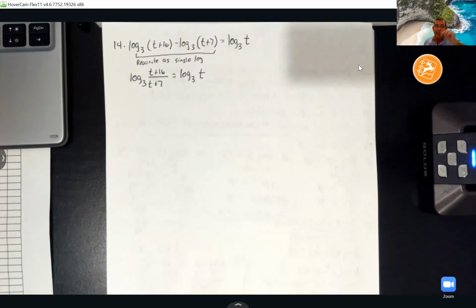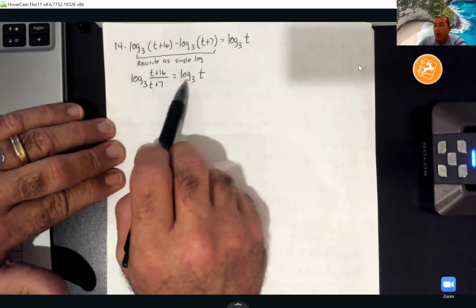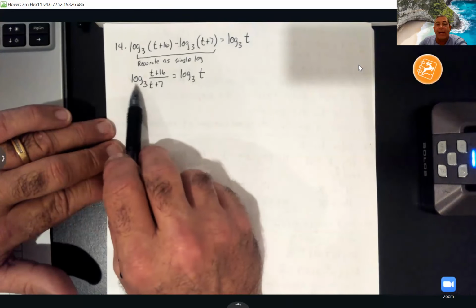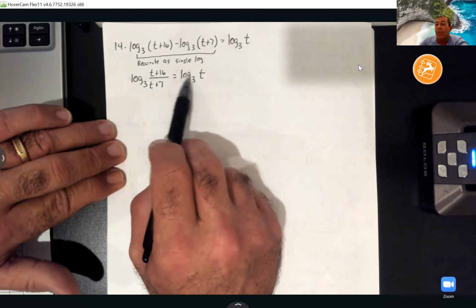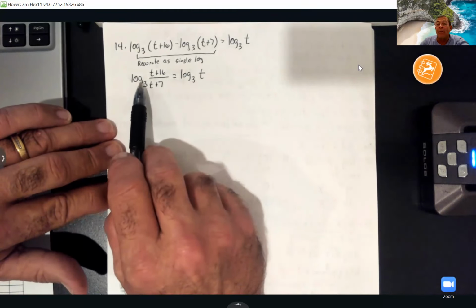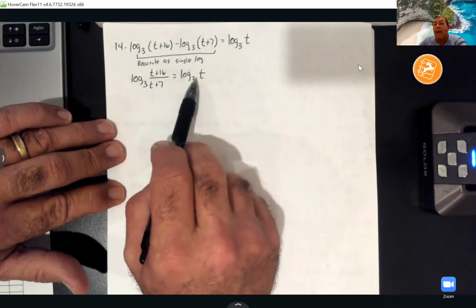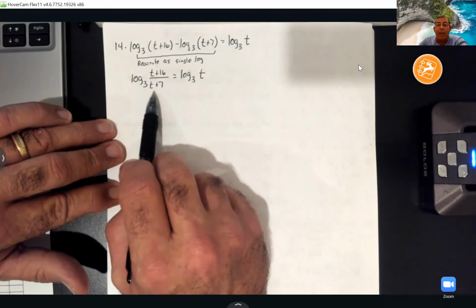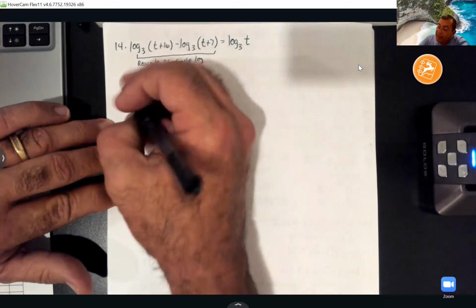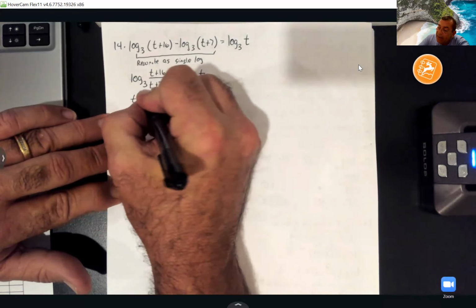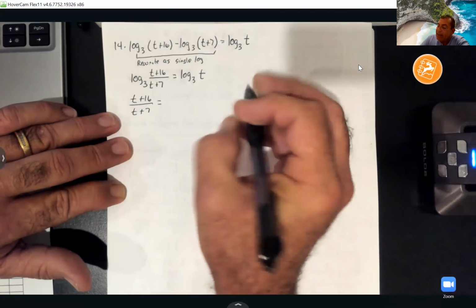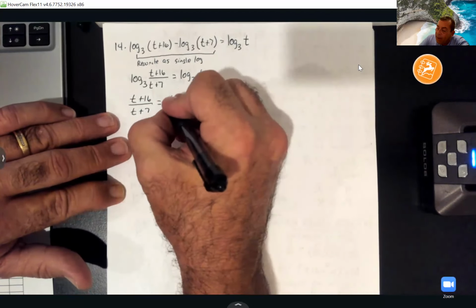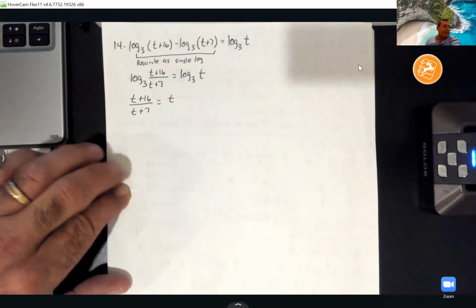Oh, y'all, look at this. Don't these log bases match on each side? I got a log base 3 here, equal to a log base 3 on this side. So remember, if the log bases match on each side, then we know that this t plus 16 over t plus 7 has to equal our t from the right side.